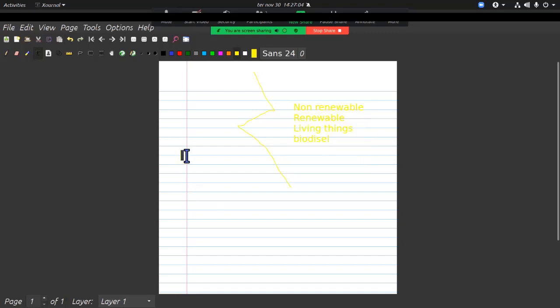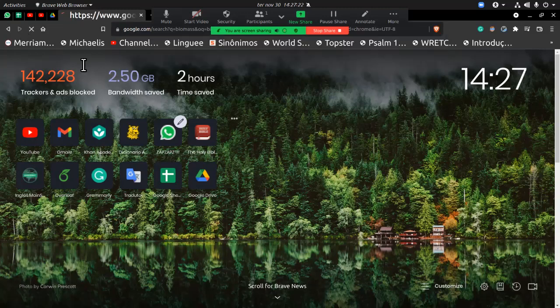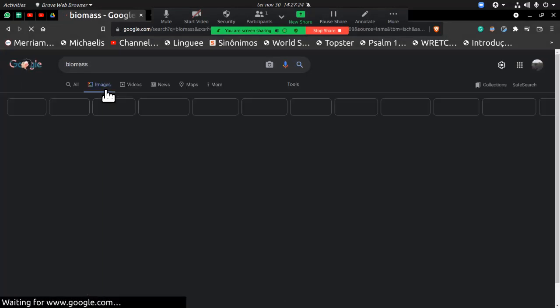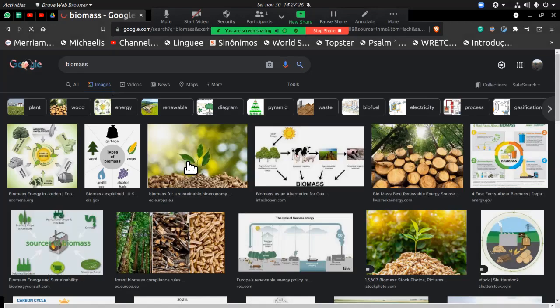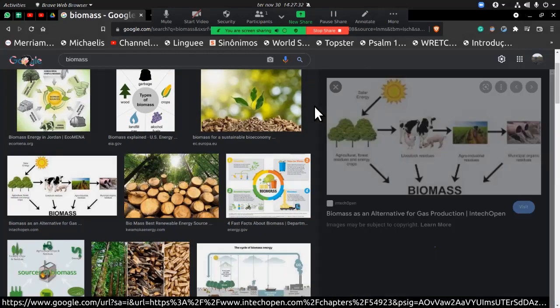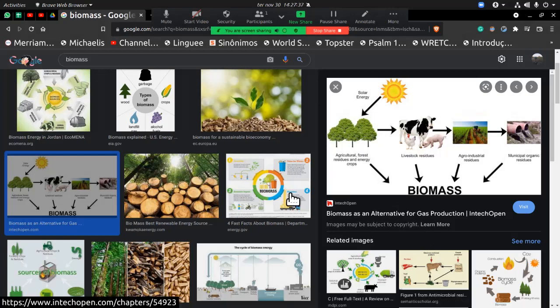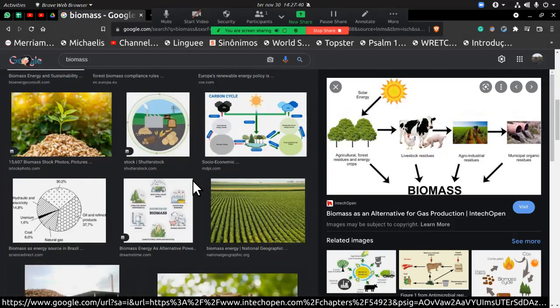So we can burn biomass. Biomass is an organic matter from living beings. So what's that? Biomass. We have it in plants. It's kind of like the waste, but actually it's not waste. It's organic residues, and those residues can be burned.